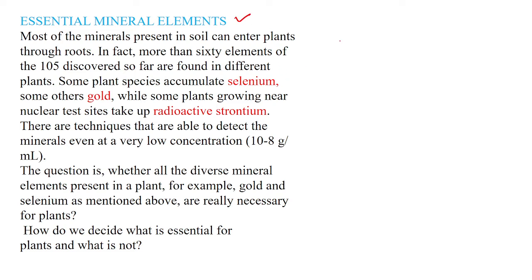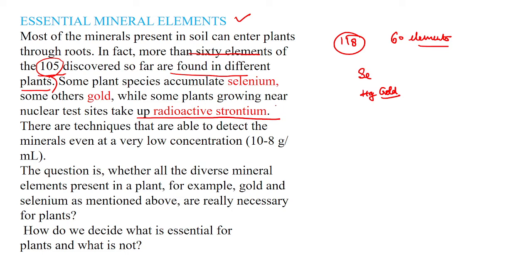Now move on to the essential mineral elements. You know that around 118 elements are discovered till now, right? In fact, more than 60 of the 105 discovered elements, as mentioned here, are found in different plants. Some plants accumulate selenium while some accumulate gold, while some plants growing near nuclear sites take up radioactive strontium.